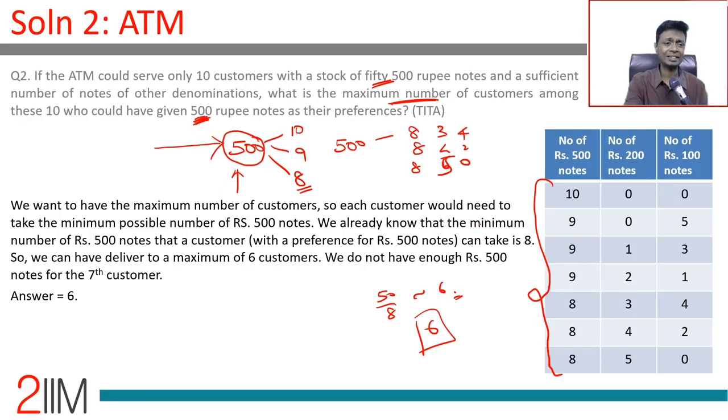So keep giving 8 every time. That will take us to 48 500 rupee notes being given away, servicing 6 customers. More than that, with only 50 500 rupee notes is not possible. So maximum number of customers is 6.